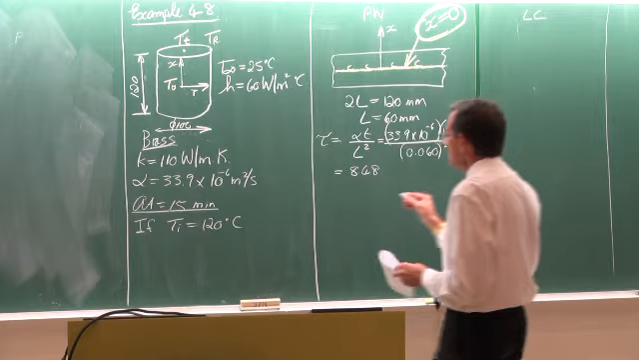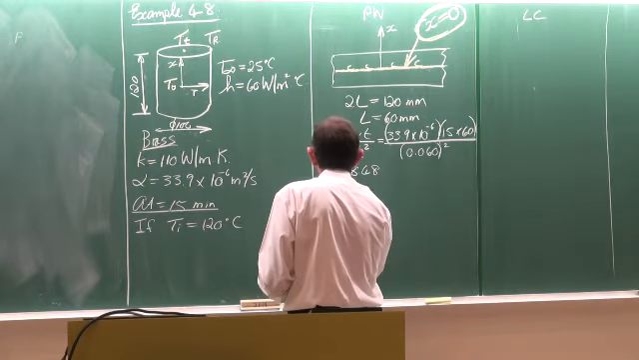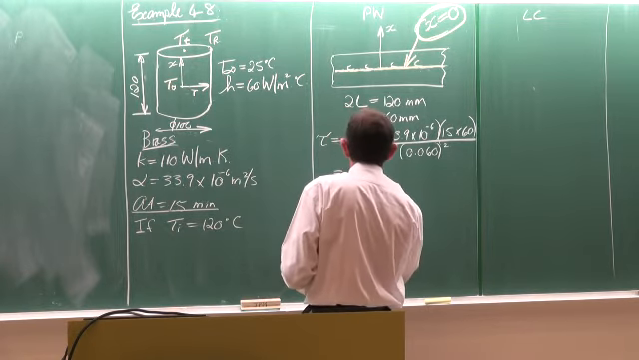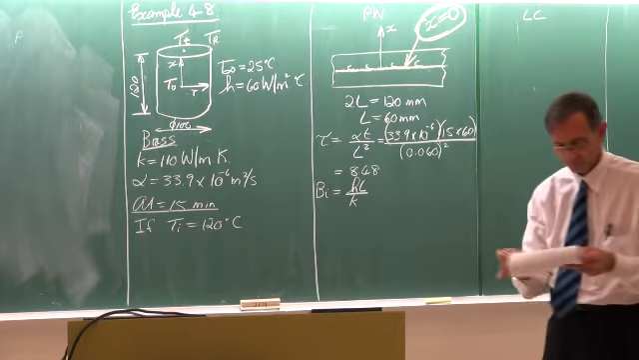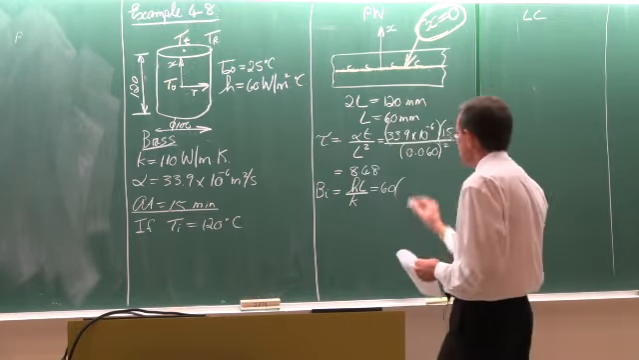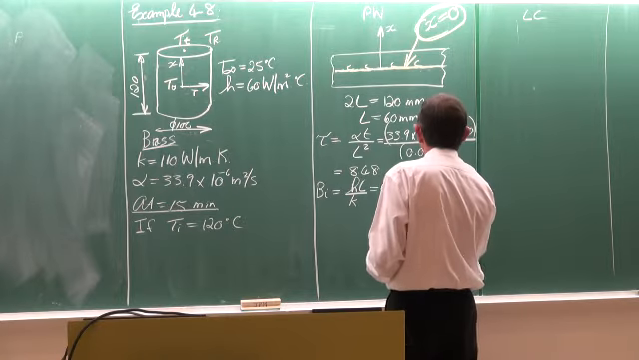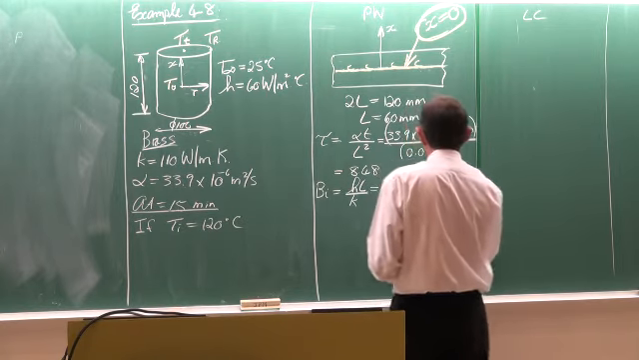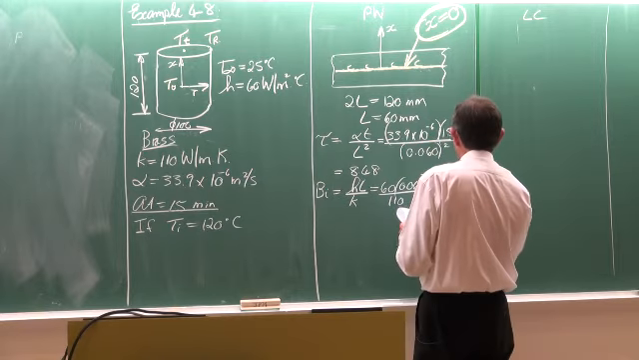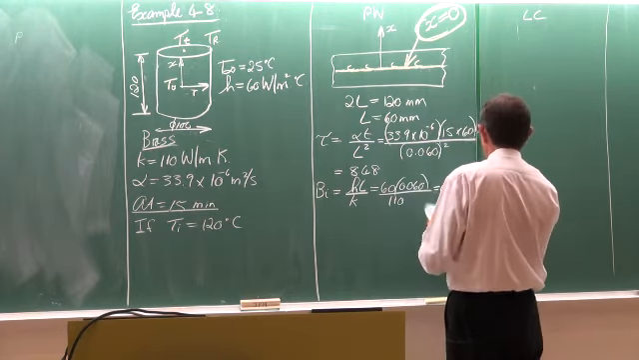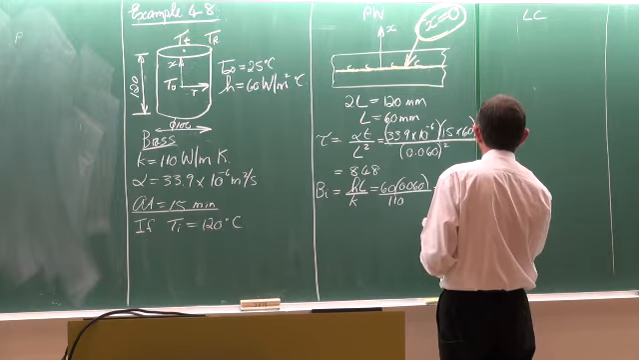Then, secondly, let's calculate the Biot number. The Biot number is equal to HL divided by K. The heat transfer coefficient is 60, L is equal to 0.06, and K is 110, and that gives us a Biot number of 0.03273.